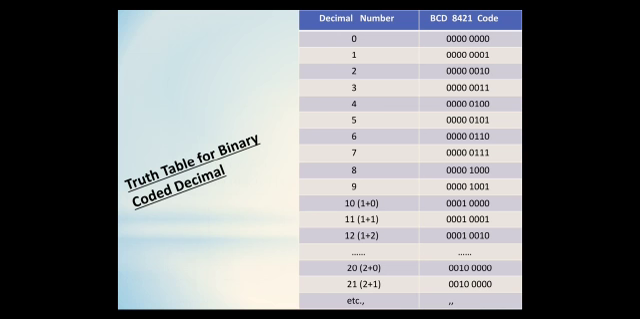Here we observe, if I take the decimal number 12, we are adding 1 plus 2, and the corresponding BCD code is: the binary equivalent value of 1 is 0001 and the binary equivalent value of 2 is 0010. Here we are simply adding the decimal numbers.